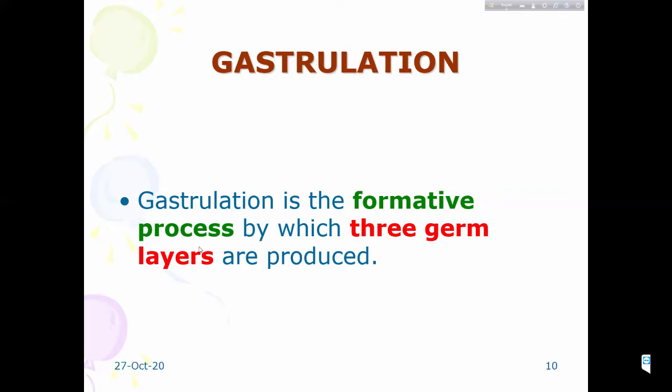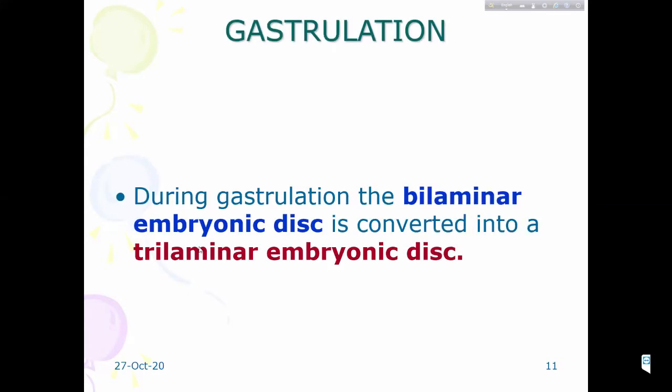Or you can say it is the formative process by which three germ layers are produced. During gastrulation, the bilaminar embryonic disc is converted into a trilaminar embryonic disc. So the embryonic disc was bilaminar during the second week, with epiblast and hypoblast, and during the third week it will be converted into a trilaminar embryonic disc. What are these layers? From dorsal to ventral: ectoderm, mesoderm, and endoderm.